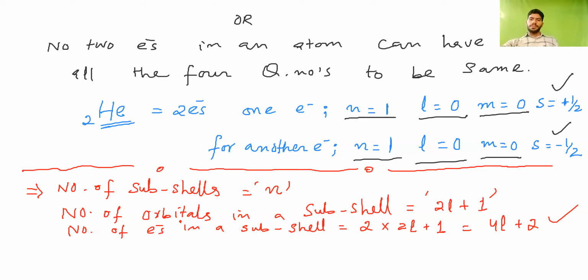So I am again repeating that the number of subshells in a particular shell is given by the n value. For example, if n value is 2, that means there will be 2 subshells. The number of orbitals in a subshell is given by 2l plus 1. And the number of electrons in a subshell is given by 4l plus 2. So have you noted down these formulas? Shall I move to the next page? Yes, sir.